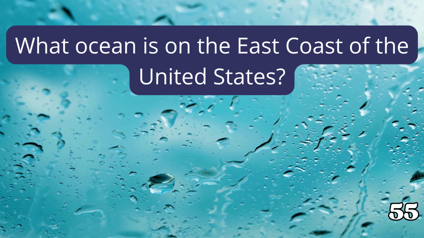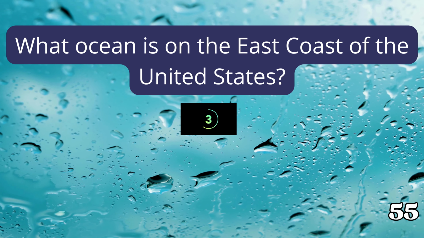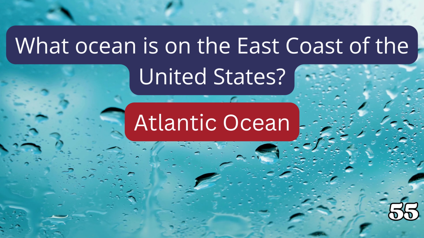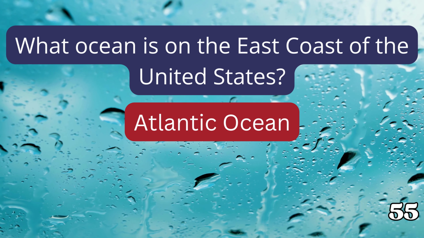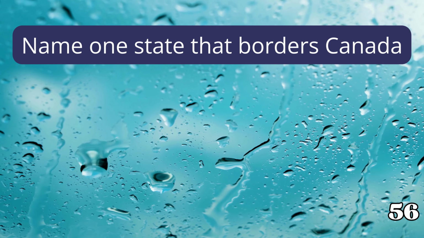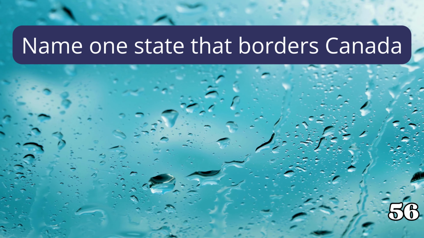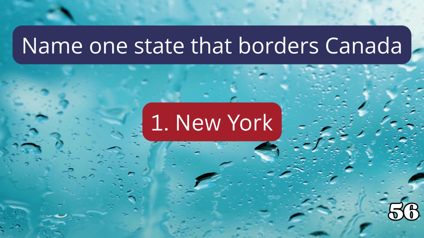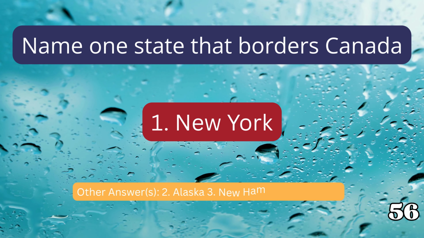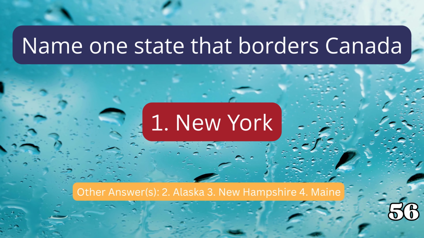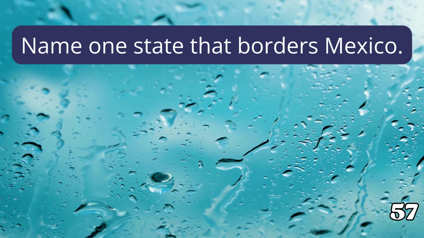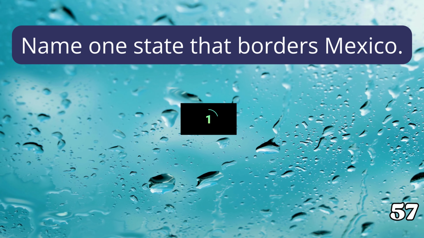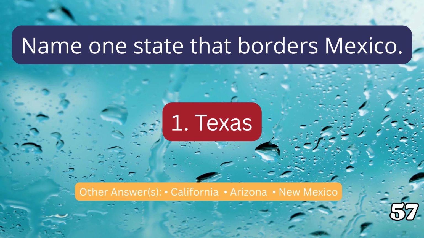What ocean is on the east coast of the United States? Atlantic Ocean. Name one state that borders Canada. New York. Name one state that borders Mexico. Texas.